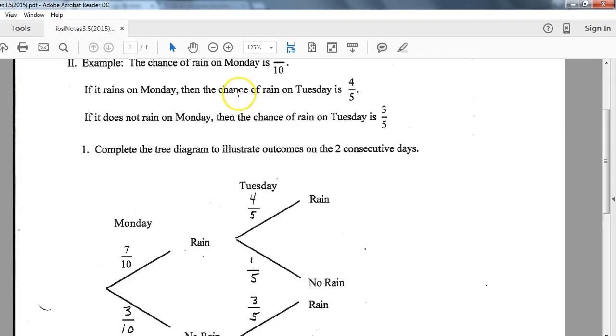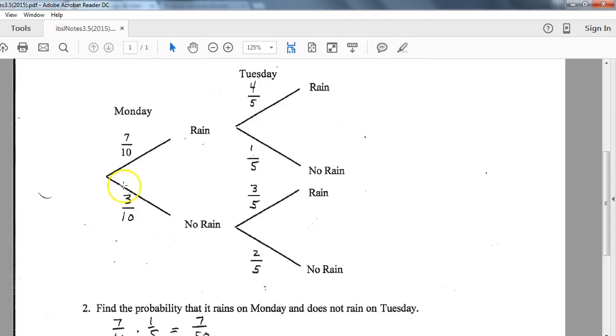If it rains on Monday, then the chance of rain on Tuesday is 4/5. So right here we got rain, rain, so 4/5, which means the complement to this would be 1/5. And then if it doesn't rain Monday, then rain on Tuesday is 3/5. The complement of that would be 2/5. And so there's the complete filled out tree diagram.